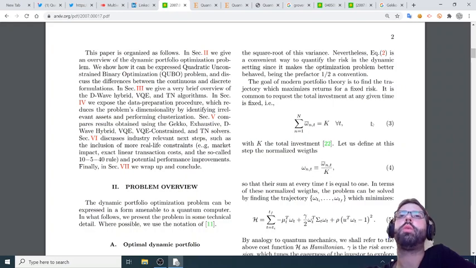It is common to request that the total investment at any given time is fixed, for example, with k the total investment. Let us define at this step the normalized weights. So that's a total investment. How is that total investment though? Time t.